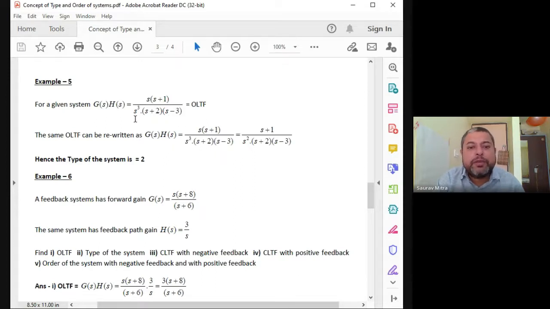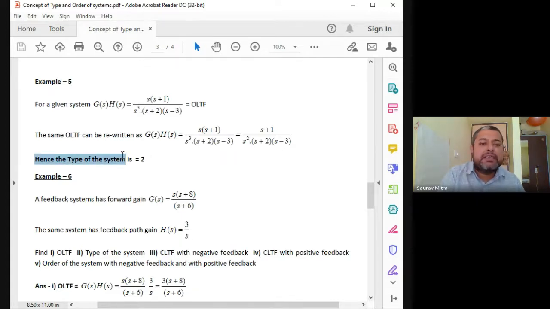This s and s cube get cancelled. So it is now s square into (s plus 2) into (s minus 3). This is the open loop transfer function G(s)H(s). In that case, in the denominator, there are 4 s, not 3. One is at minus 2, another is at s equal to 3, but there are 2 s at the origin. This is very important, because this part is actually determining what is meant by type. Type is determined by the open loop transfer function poles which are at the origin. So here we find this open loop transfer function G(s)H(s) has two poles at the origin.